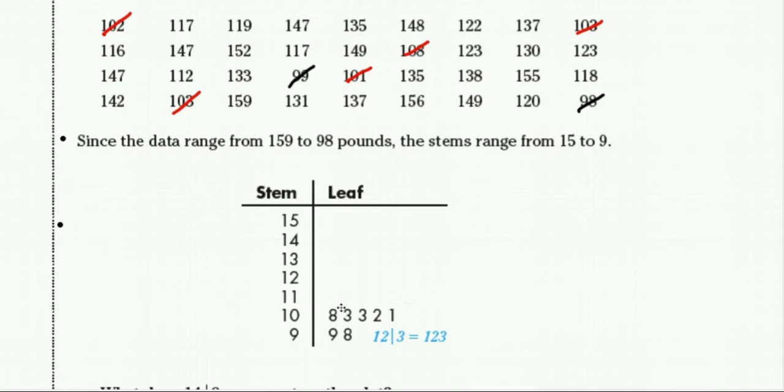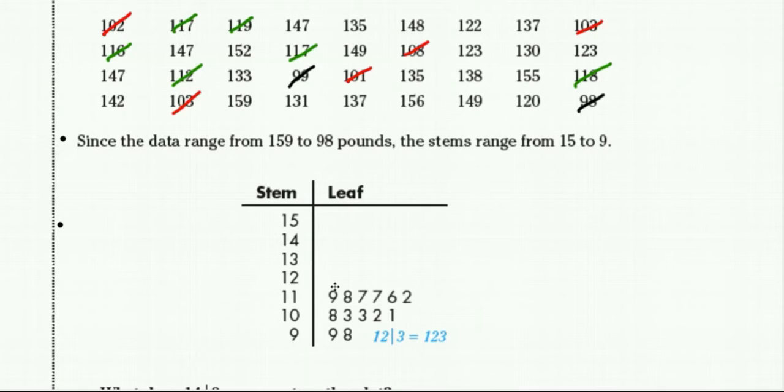Stem 11. Again, continue doing this until you finally cross out all the numbers. 7, 9, 6, 7, 2, 8, and that's about it. And that's for stem 11.